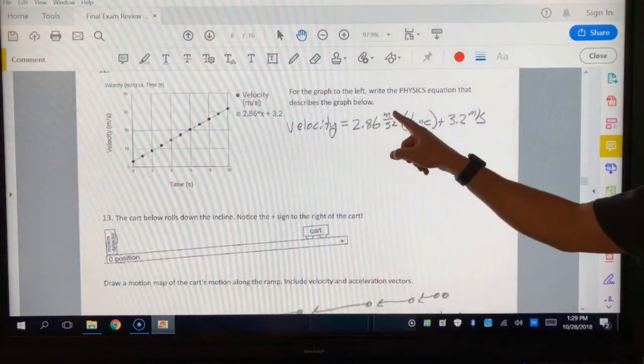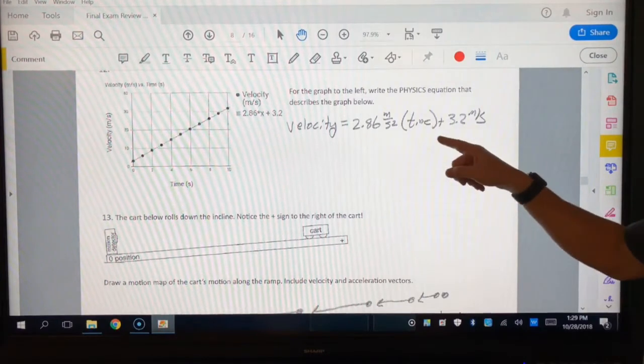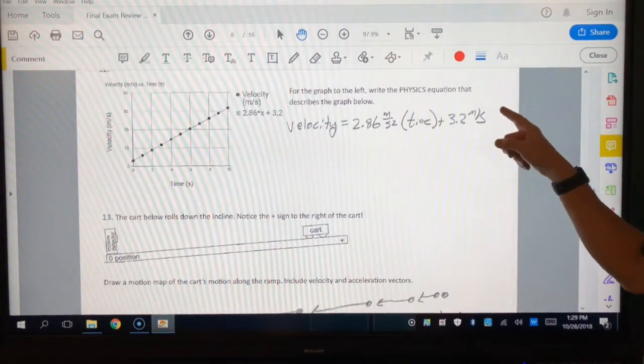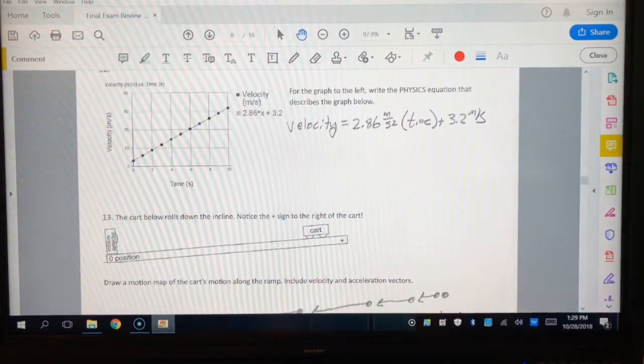So we either write meter per second or meter per second squared, and we multiply that times time plus 3.2 meters per second, and that's because that is our y-intercept and where we start.